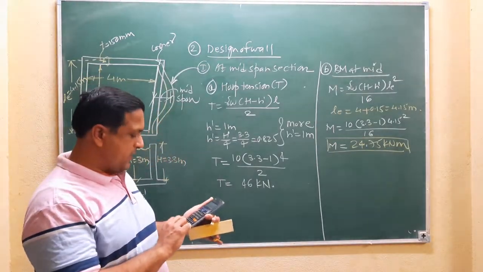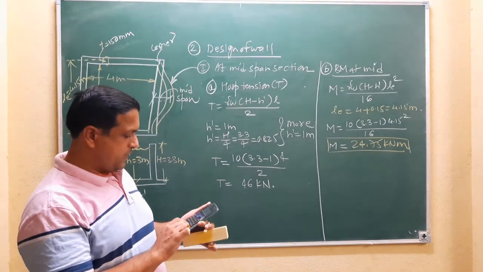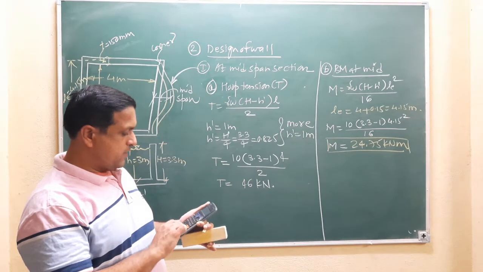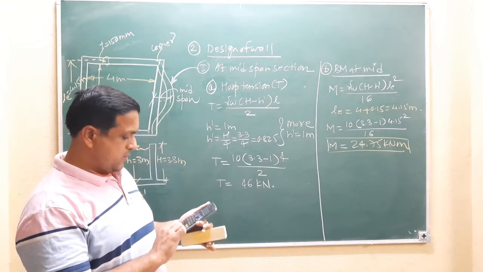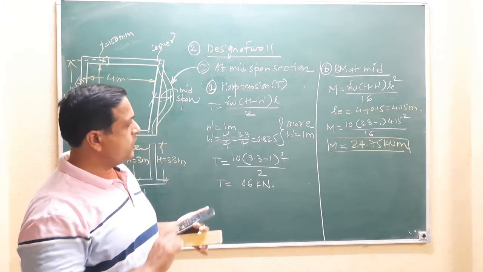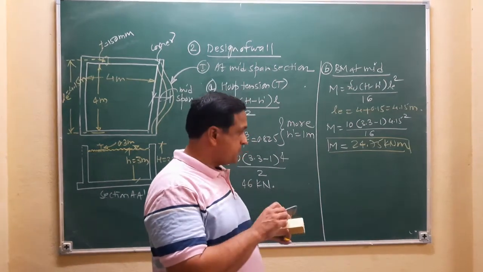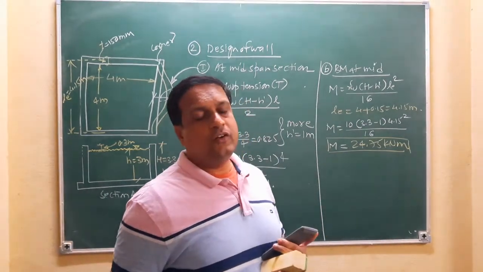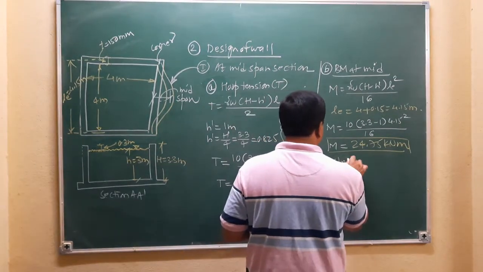Okay, I will calculate again. 3.3 minus 1 into 4.15 square into 10 divided by 16. Okay, 24.75 is the correct value. So this is the bending moment at mid span. Now what do you find out? You have to find out the net bending moment. Step number C, net bending moment.